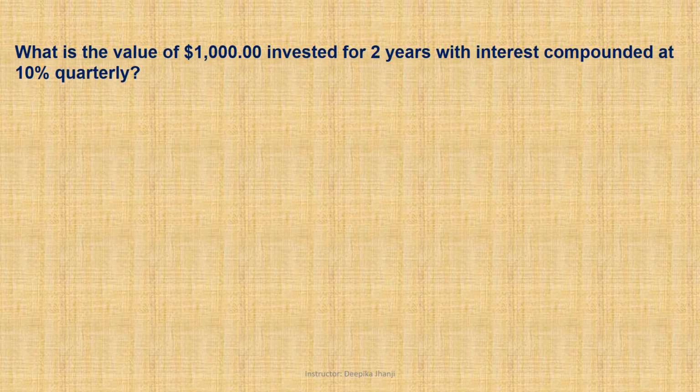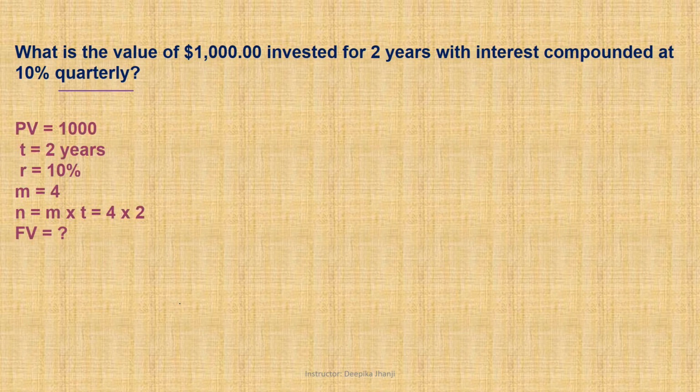Okay, let's consider one question. It says, what is the value of 1000 invested for 2 years with interest compounded at 10% quarterly? Now here the golden word is quarterly. You can underline this. That means our M should be 4, right? Let's write down the data here. Okay, so our present value is 1000 because that is what we invested. So PV should be 1000.